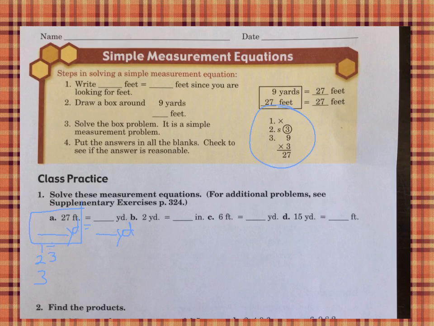In step 3, we simply go 27 divided by 3. So I'm going to do that down here, 27 divided by 3. 3 goes into 27 9 times. So 9 is our answer here. Put a 9 here, and then put a 9 up here, and that is our final answer.